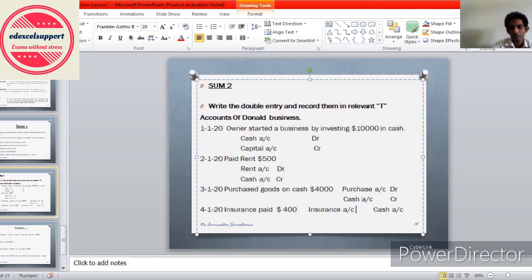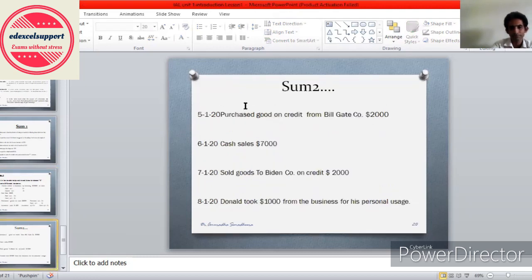So the insurance account should be debited since the expenses increase, but you are paying from your cash, so it will be reduced, assets or credit. So the insurance account will be debited and the cash account will be credited. We go to the next slide.